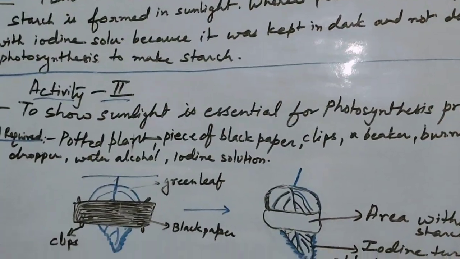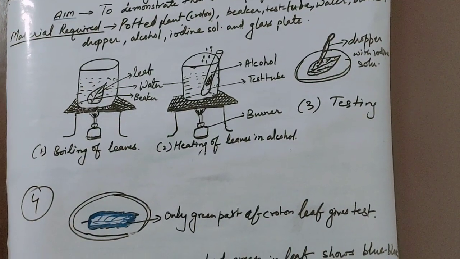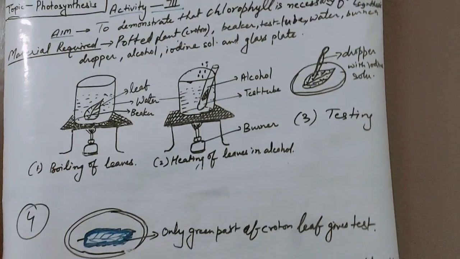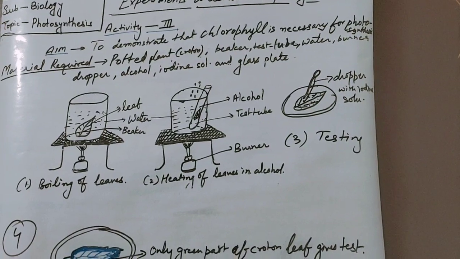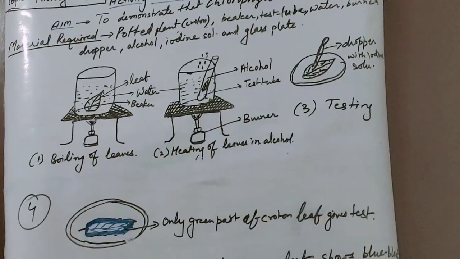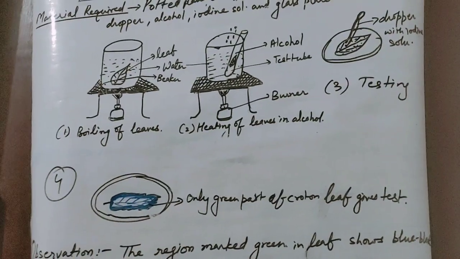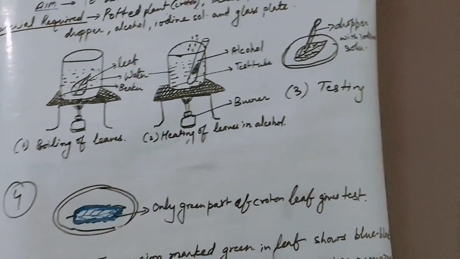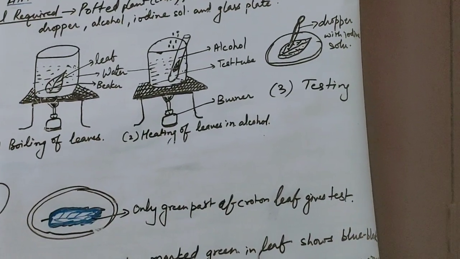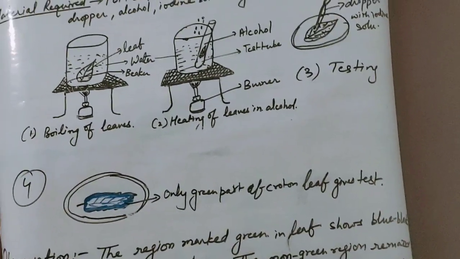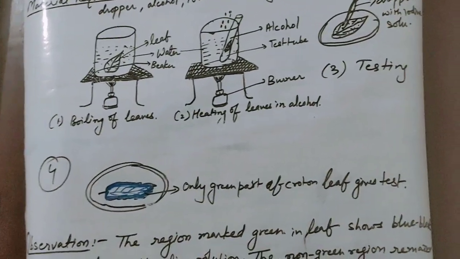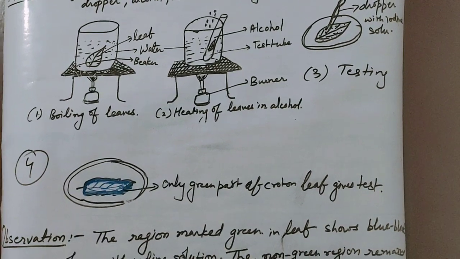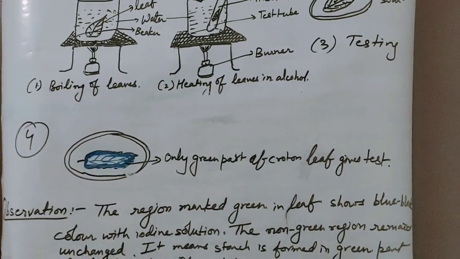In the third activity, we are going to discuss that chlorophyll is necessary for the process of photosynthesis. Students, for this experiment, we can take a plant which shows a variegated leaf. You might have seen the leaf color of some plants like croton, which is generally used for ornamental purposes. It shows yellow dots in the green-colored leaf. So we can take that.